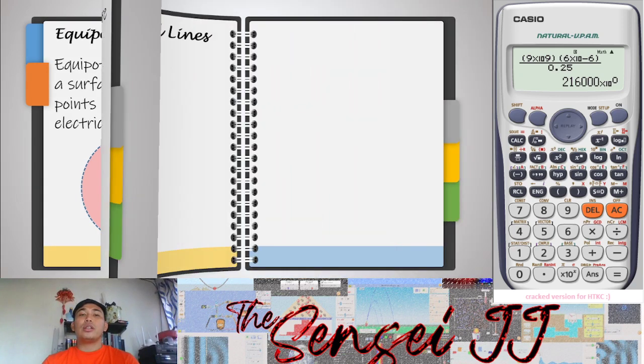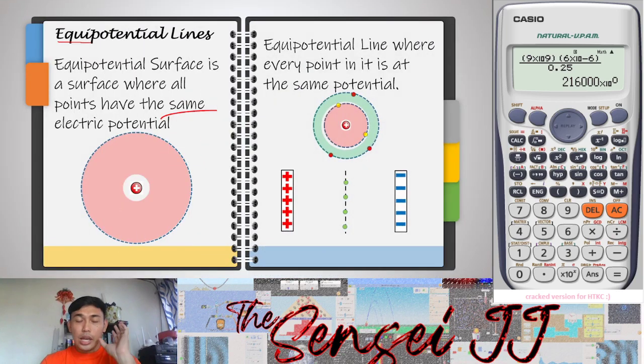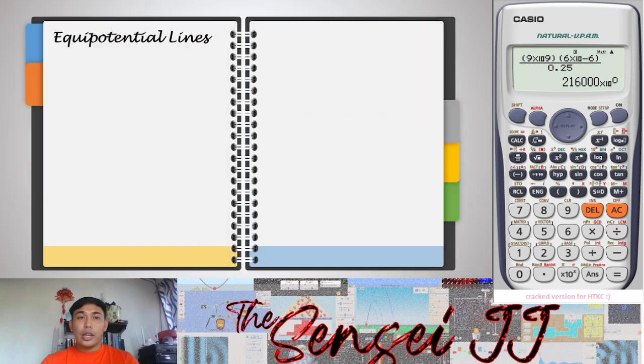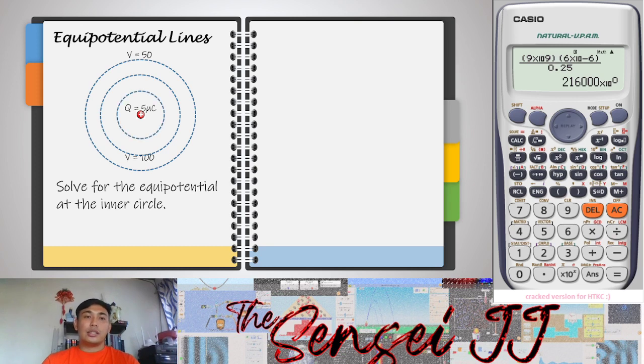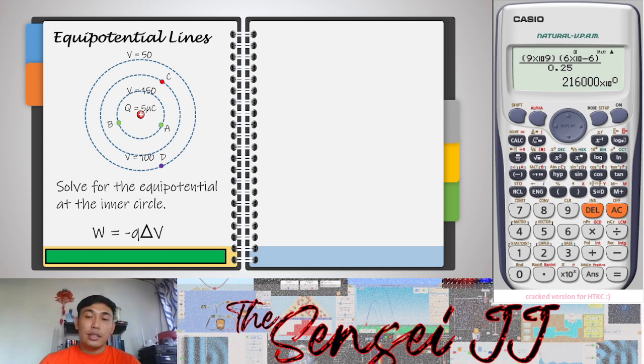So, I hope na nakuha ninyo yung part ng ating equipotential lines. And magagamit ninyo ito as we go further sa ating discussion. Okay, so solve for the equipotential at the inner circle. Okay, so we have here three circles. So meron tayong 4 points A, B, C, and D. We have 4 points and now we will be solving for the equipotential at the inner circle. So try nyo na din kunin yung A at C and A and D.